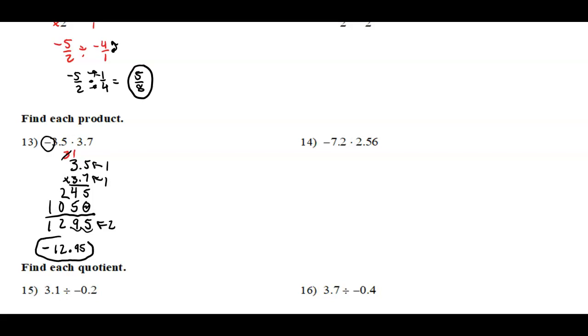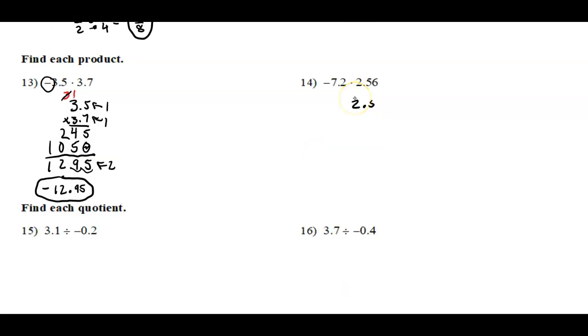So circle your answer, pause the video, try and do number 14. Real quickly, you set it up as 256 times 7.2. Again, line up the numbers, not the decimals. I put the longer one on top.